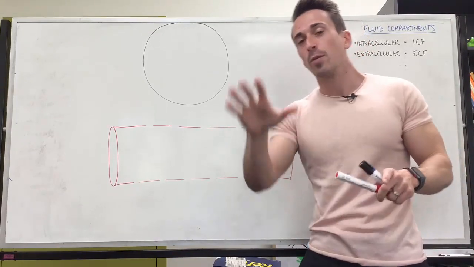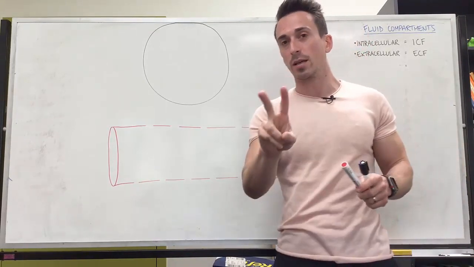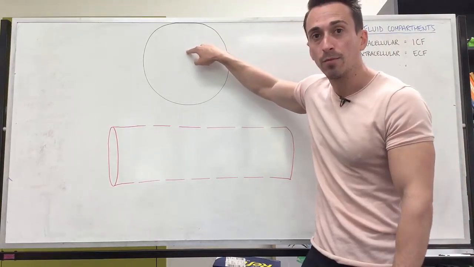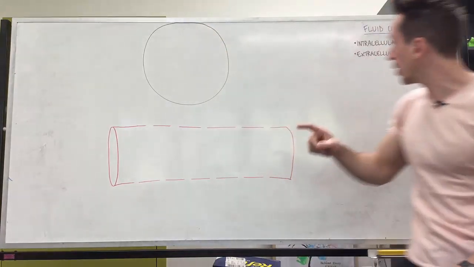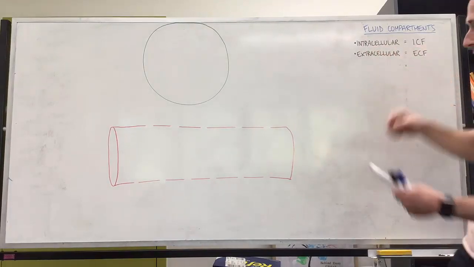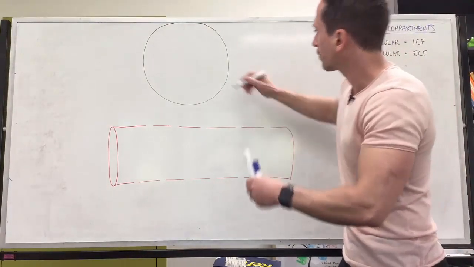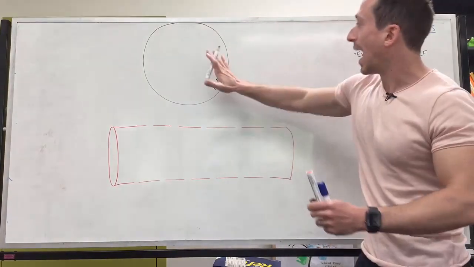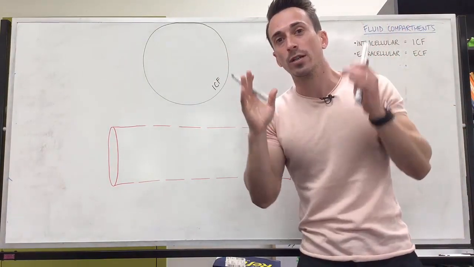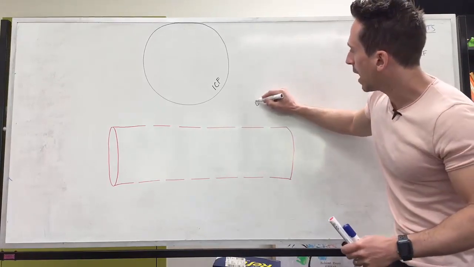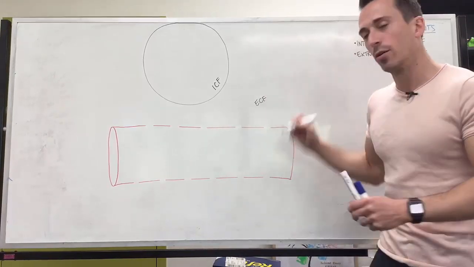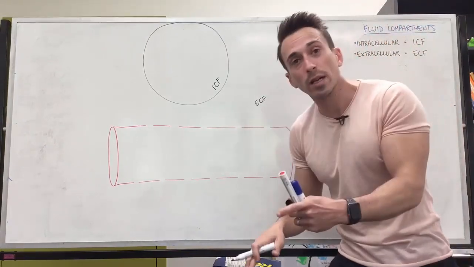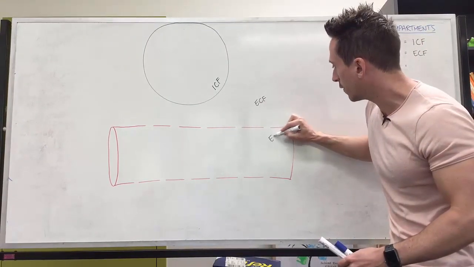Now, the compartments of our body can be broken up into two particular compartments. That is inside the cell, that's one compartment. The fluid that sits inside the cell is called intracellular fluid, or ICF. Or it can be the fluid that sits outside the cell that we term extracellular fluid. So that's going to be out here, but also within the blood vessels. So all the fluid within the blood vessels is recognized as being extracellular fluid.